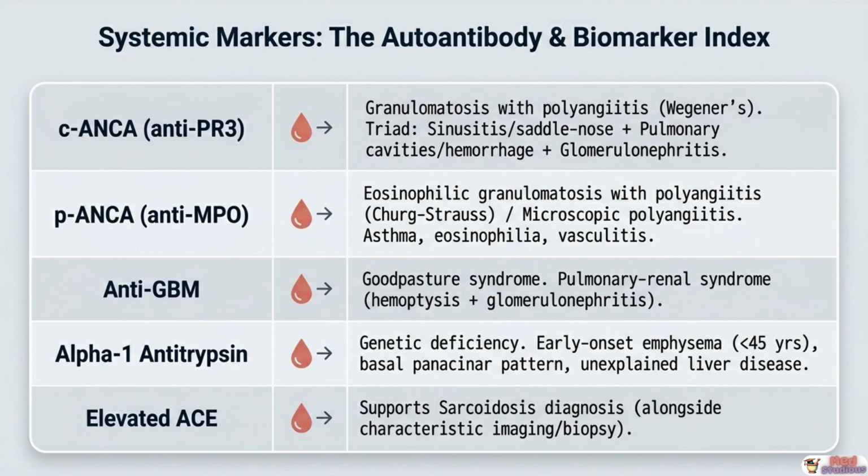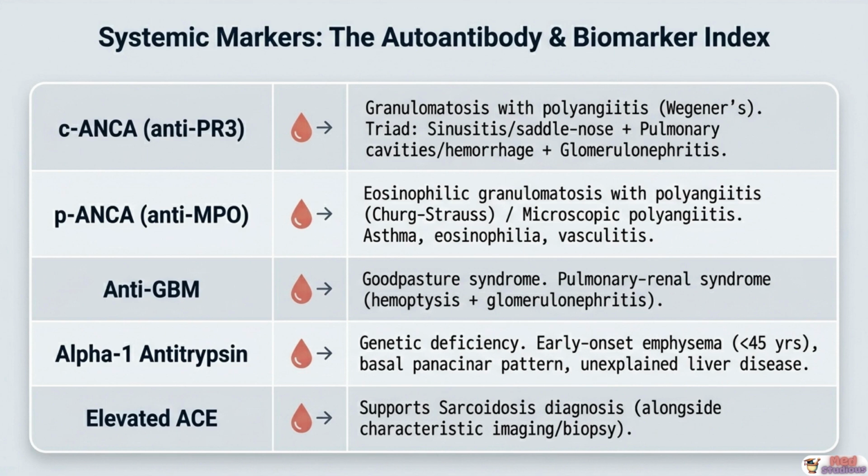P-ANCA, targeting anti-myeloperoxidase, indicates eosinophilic granulomatosis with polyangiitis, or microscopic polyangiitis, presenting with asthma, eosinophilia, and vasculitis together. Antiglomerular basement membrane antibodies indicate Goodpasture syndrome, the classic pulmonary renal syndrome, combining hemoptysis with glomerulonephritis.